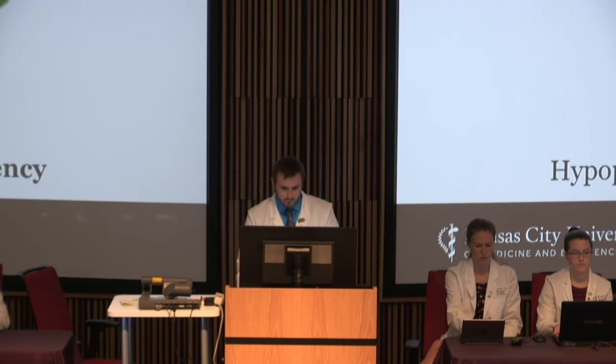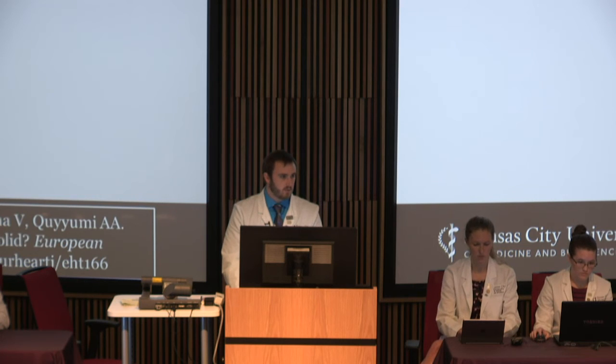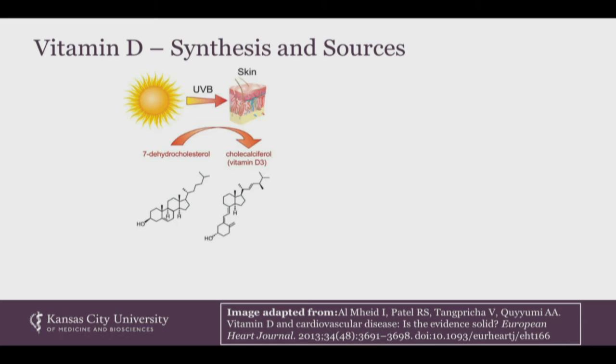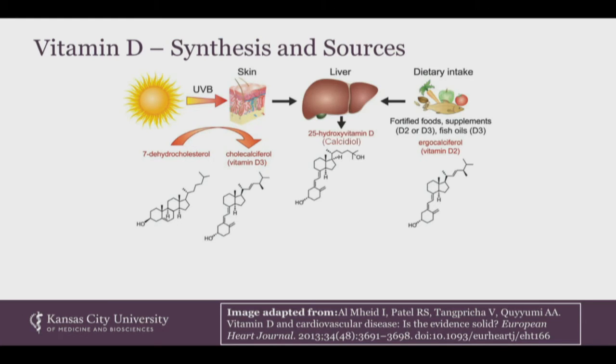So to begin, vitamin D is obtained in two ways. Primarily through sun exposure, about 90% of the time, when UVB radiation strikes the keratinocytes in the skin and converts pre-vitamin D into vitamin D. The remaining 10% is from our dietary intake. This is from various meats, fish, and other fortified foods, and these combine to be transported to the liver, where an enzyme, 25-hydroxylase, converts vitamin D to 25-hydroxy vitamin D, or calcidiol.